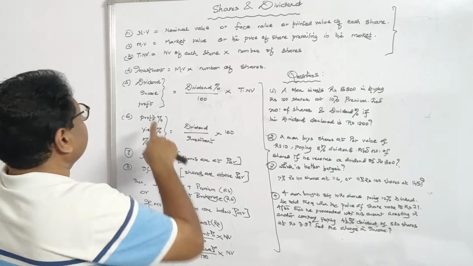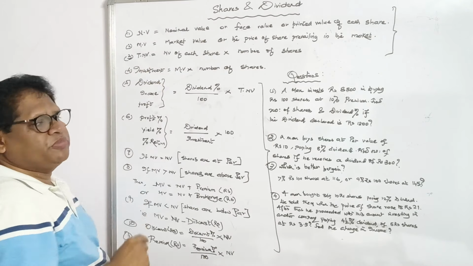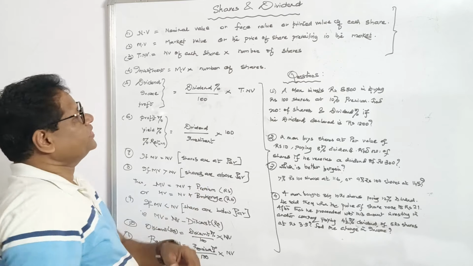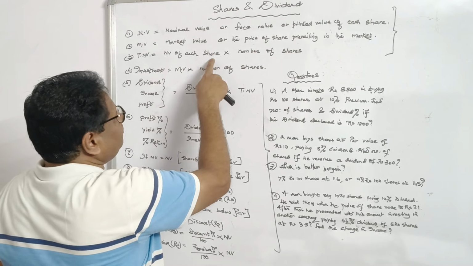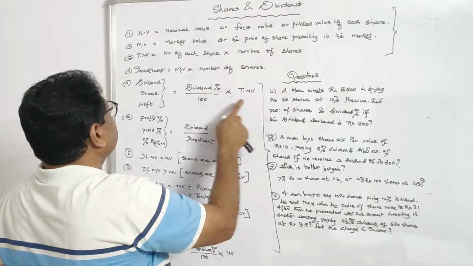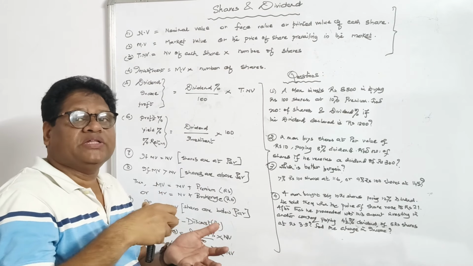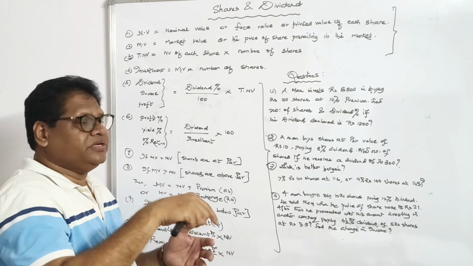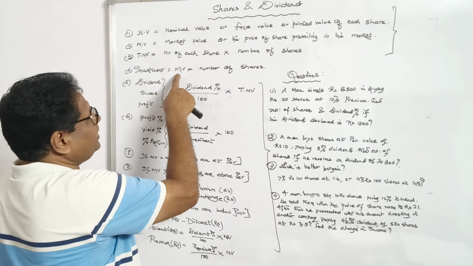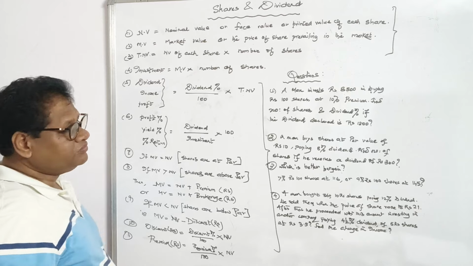Then the total nominal value: suppose you purchase n number of shares, then multiply the nominal value of each share by the number of shares. Then we have the investment, the total price paid by the shareholder while investing in the company. So investment equals market value into number of shares.